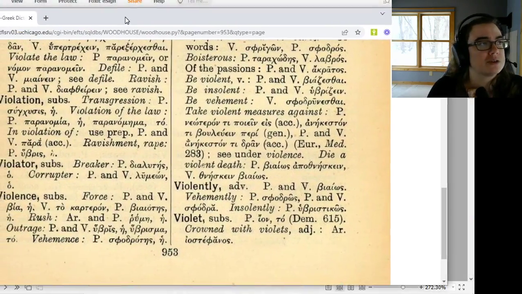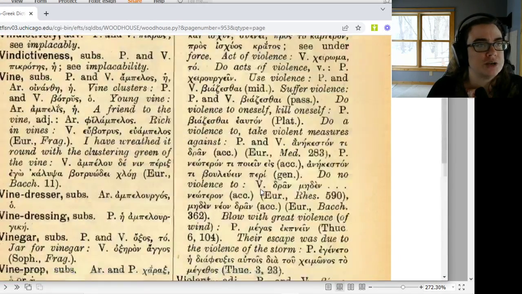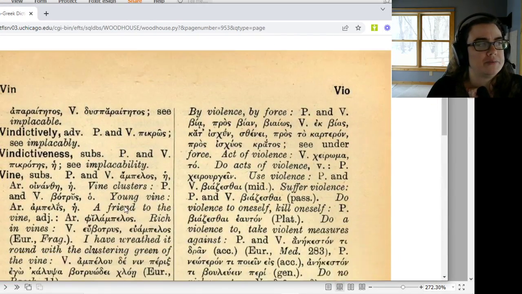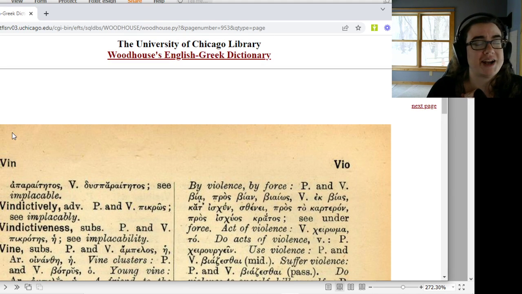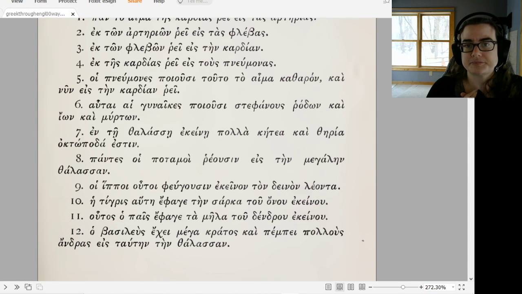Anyway, so the Woodhouse English to Greek dictionary is great, especially if you're doing English to Greek and not Greek to English. I just find it so much easier to search than one of the ones where you have to input Greek, because inputting Greek can be a little finicky itself, what with accents and everything. So Woodhouse is a nice, friendly resource.